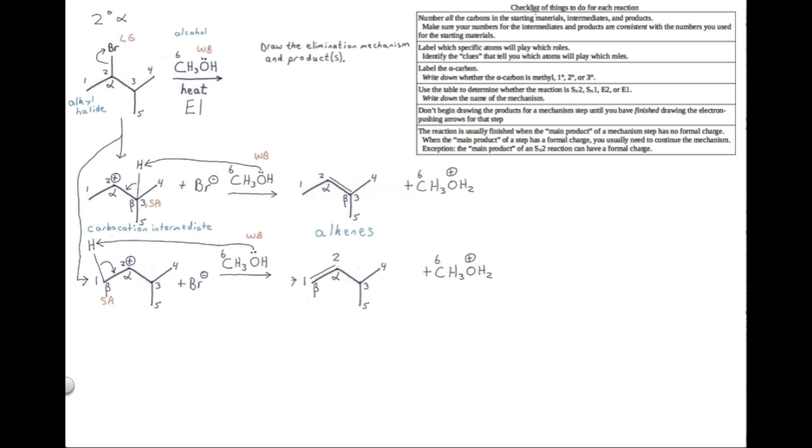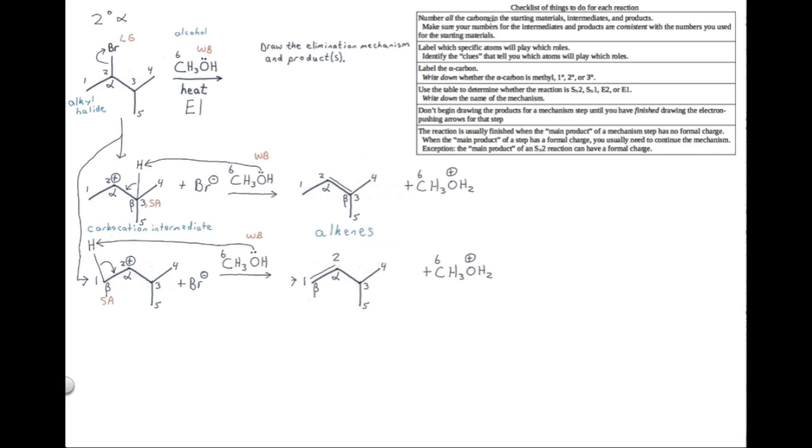Now, here is a checklist of things to do for reactions in general, not just for E1 reactions. Number all the carbons in the starting materials, intermediates, and products, and make your numbers consistent. So I numbered all of these carbons in the starting material, and then I tried to number all the intermediates and products consistently with the numbers I chose at the beginning.